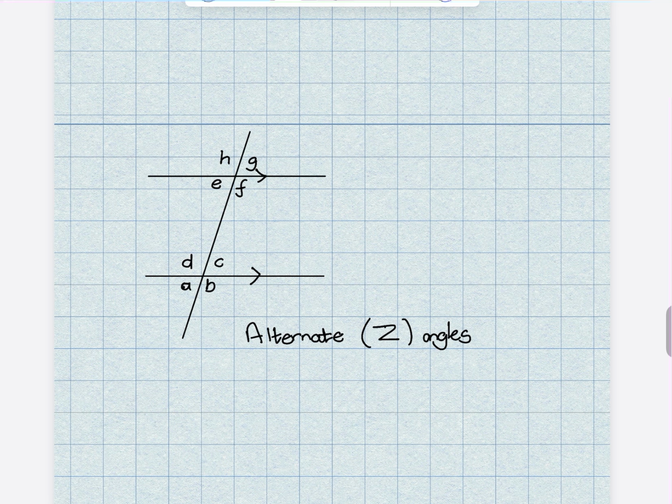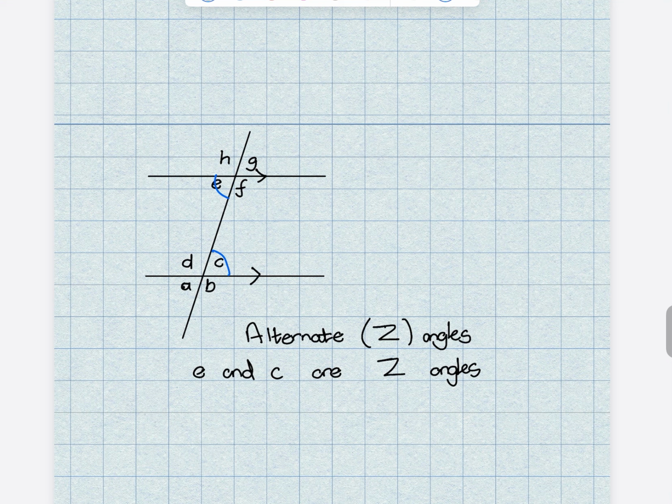For example, angle E is equal to angle C. Right. So E and C are Z angles. I'll just use Z because Z is a shortcut for alternate angles. Angle E and C are Z angles. Because they are forming a Z, they are forming a zigzag pattern. Right. We have other angles which are forming a Z there.